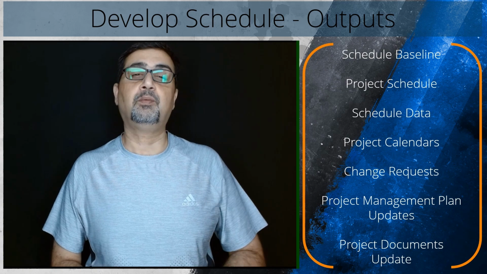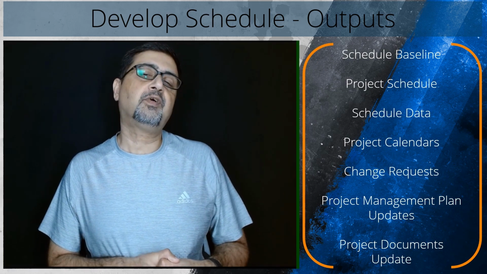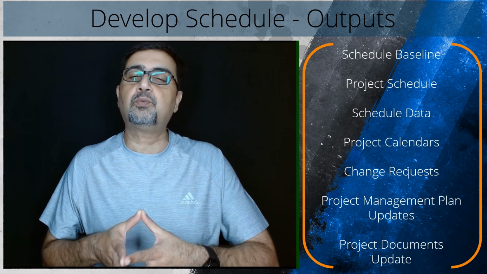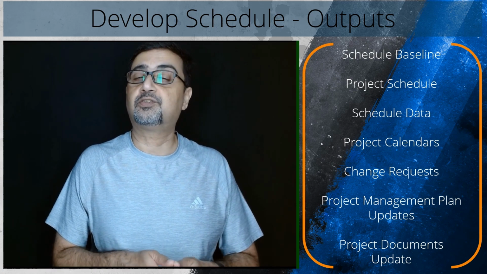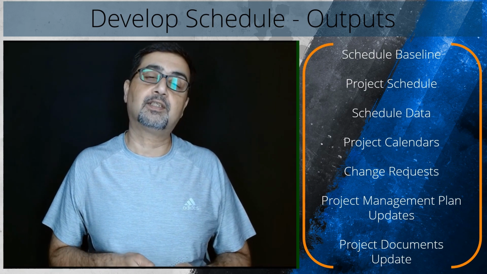In this lecture, we will discuss the outputs to the process of develop schedule. As part of outputs, we have schedule baseline. A schedule baseline is the approved version of a schedule model that can be changed only through formal change control procedures and is used as a basis for comparison to actual results.